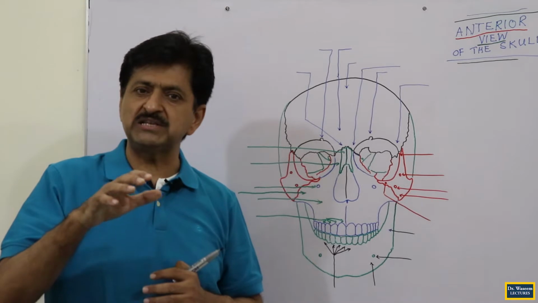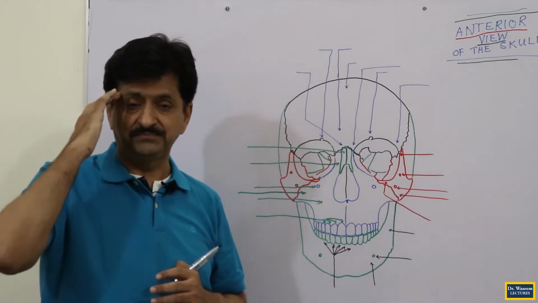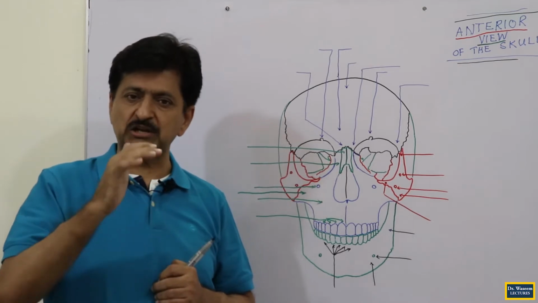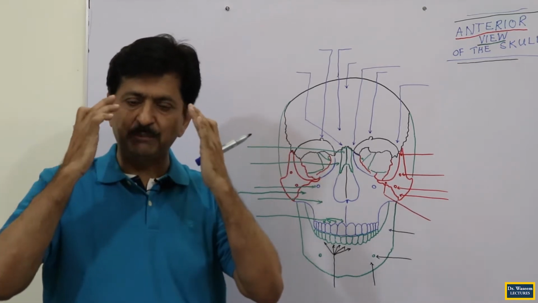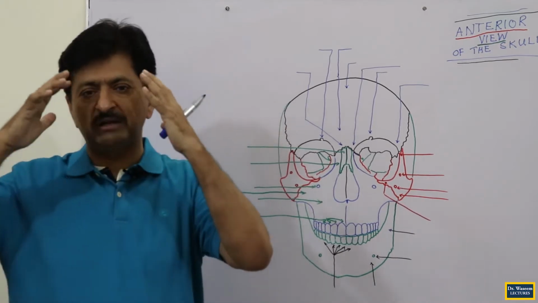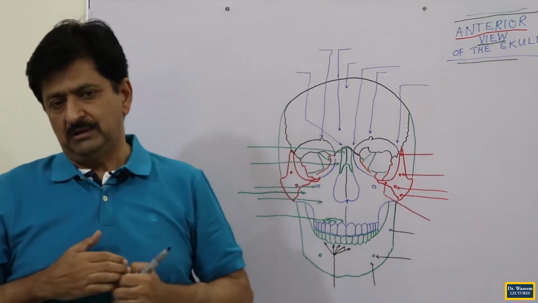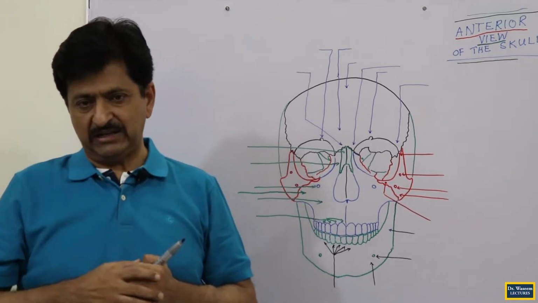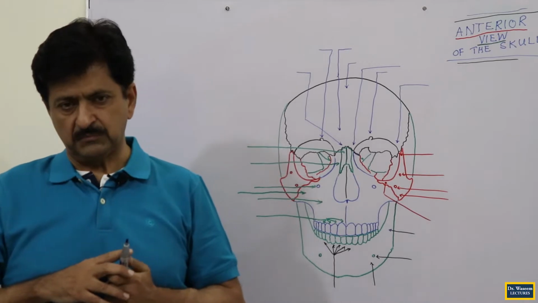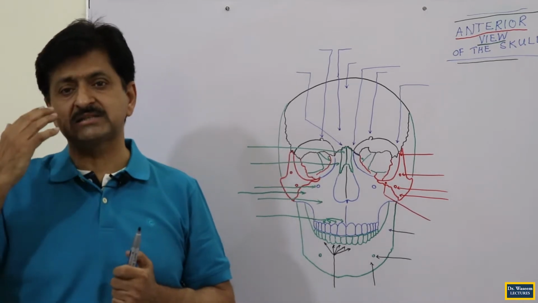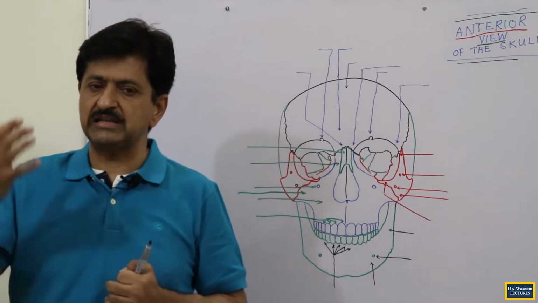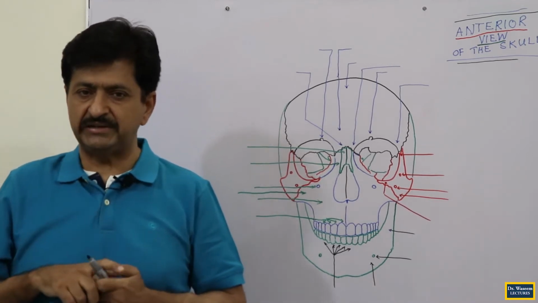So the part of the skull that forms the head is comprised of 8 bones. Out of 22, 8 bones are those which form the head region, and these bones are joined together to form the cavity called the cranial cavity. These bones are called the calvaria. So this portion of the skull is called the calvaria. The rest of the bones, how many? 14 bones, and all these 14 bones together are called the facial skeleton.